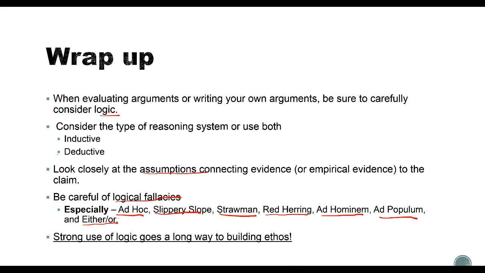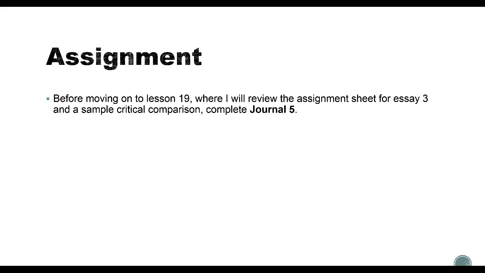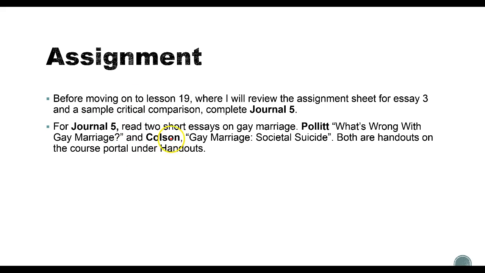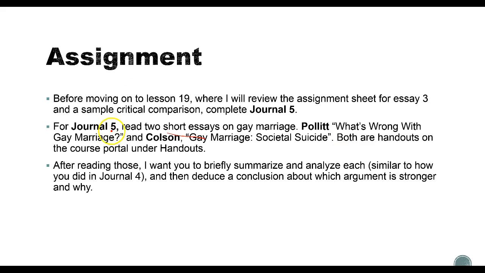So a strong use of logic goes a long way in building ethos, and that's why it's important to evaluate logic carefully. So here's your assignment. Before moving on to lesson 19, where I'll review the assignment sheet for essay 3 and a sample critical comparison, I want you to complete Journal 5. For Journal 5, I want you to read two short essays on gay marriage. One's by Kathy Pollitt. It's called What's Wrong with Gay Marriage, and the other one's by Charles Colson. It's called Gay Marriage, Societal Suicide. These are both handouts. After reading these, I want you to briefly summarize and analyze each, similar to what you did in Journal 4, and try to deduce a conclusion about which argument is stronger and why.